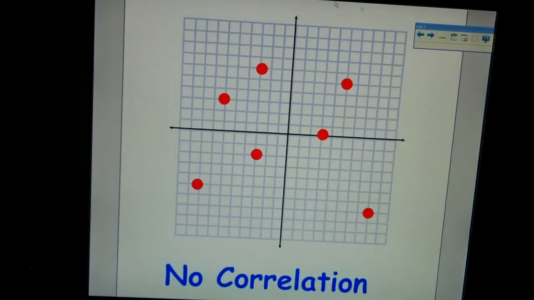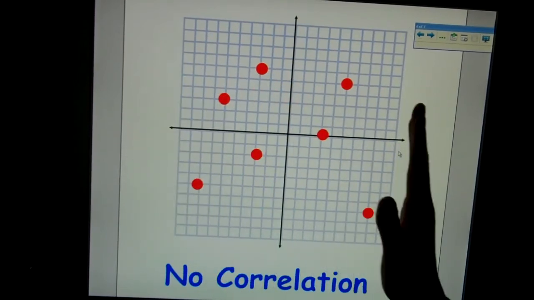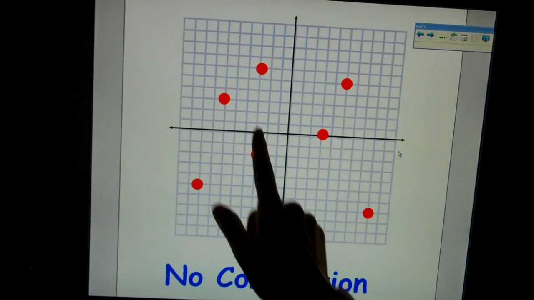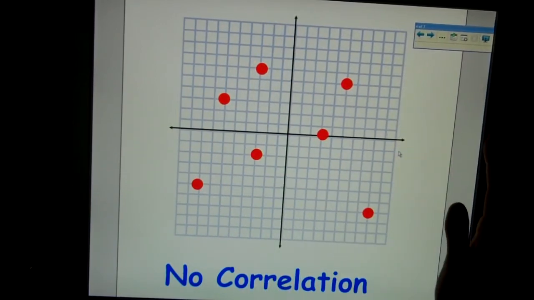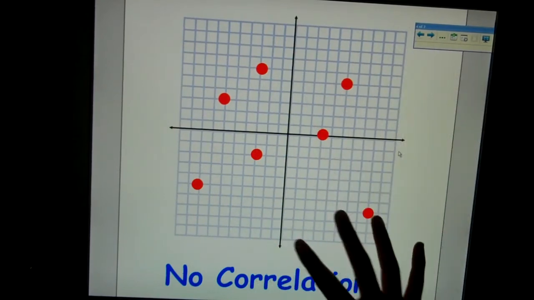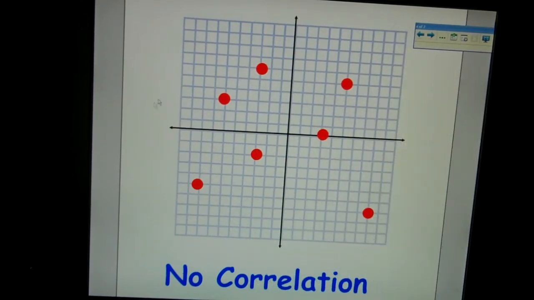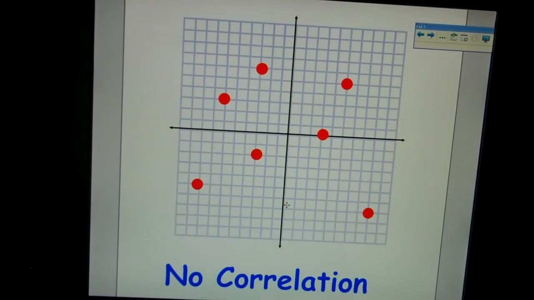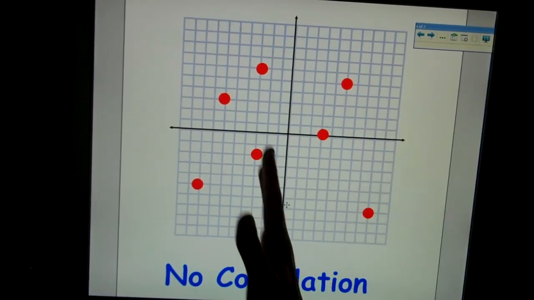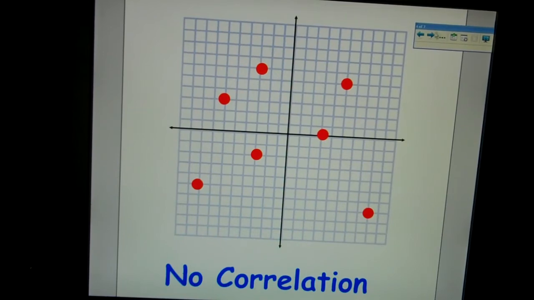Now this one is an example of something that has absolutely no correlation at all. As I move from left to right, I go down, then I go up, then I go down, then I go up, down, up. This thing has no idea what it's doing. The data is all over the place. I can't draw one specific line of best fit anywhere. It doesn't work. So for this subset of data, there's absolutely no correlation. There's no relationship between what's happening on the x-axis and what's happening on the y-axis.